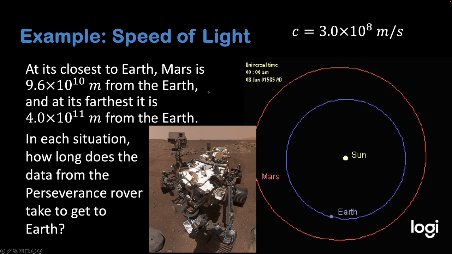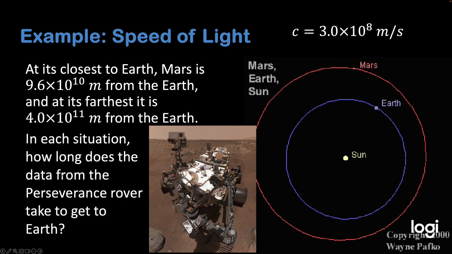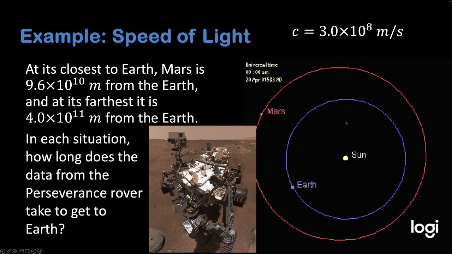But if we want to talk about vast distances like in astronomy, say Earth and Mars are sometimes only, and I mean only, 9.6 times 10 to the 10 meters apart. And when they're farthest apart, they're 4 times 10 to the 11 meters apart. So this is a huge number, right? But in each situation, how long would it take for a data signal, which we're going to send from some form of light? We're going to beam it, like radio waves, perhaps. Radio is a form of light. And we're going to beam data maybe from the Perseverance rover on Mars back to Earth.